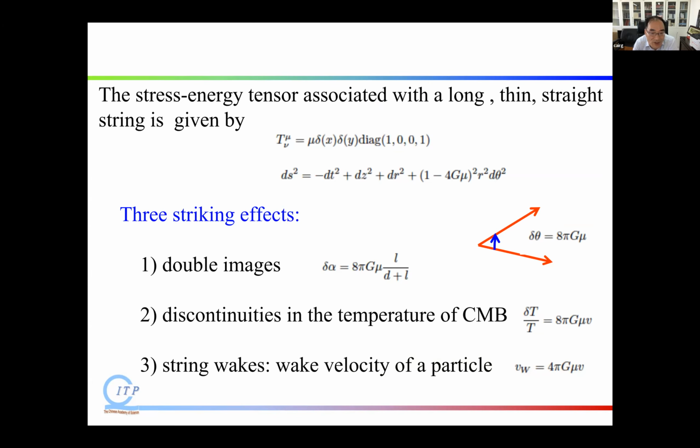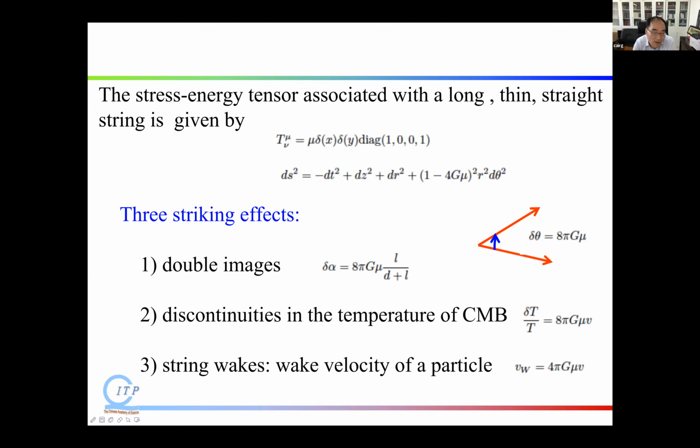One is the double images. Suppose there is an object, a star, behind the string, then the observer will see double images. The angle between the two images can be expressed by this formula. L is the distance between the string and the object, and D is the distance between the string and the observer. Of course, this is the linear approximation.